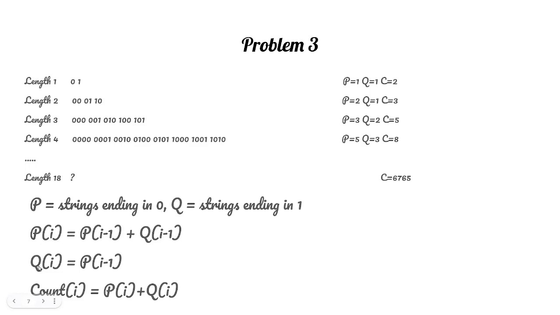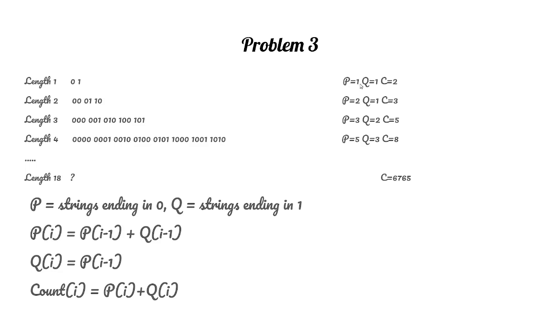Similarly, Q of i, all the strings of length i ending in 1, is equal to only the strings of length i minus 1 which ended in 0, because only then we are allowed to append 1. If it ended in 1, then we cannot append 1. Then we can count the number of strings of length i which satisfy the condition as P of i plus Q of i.